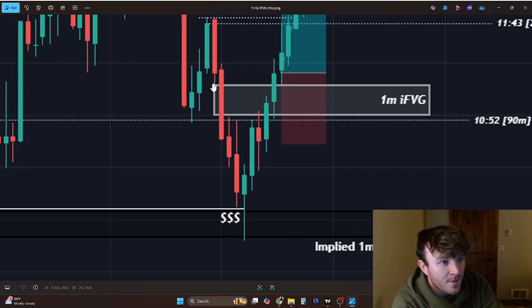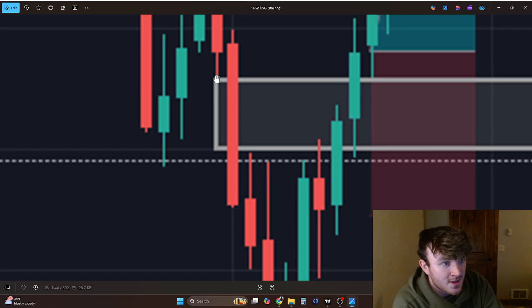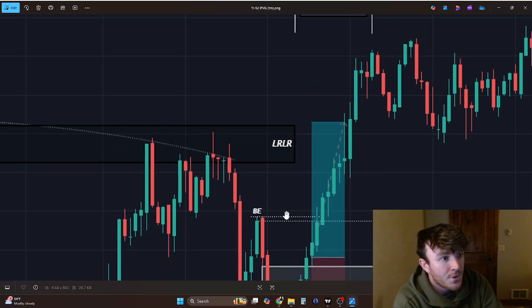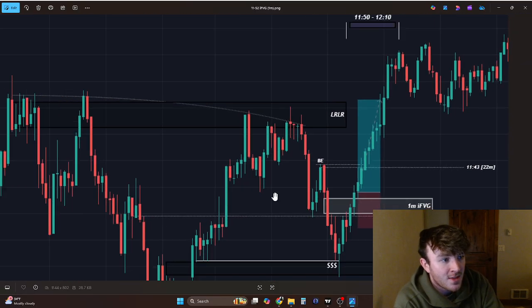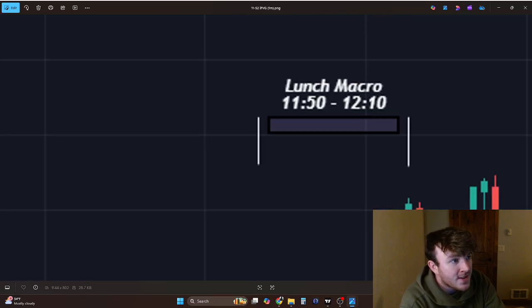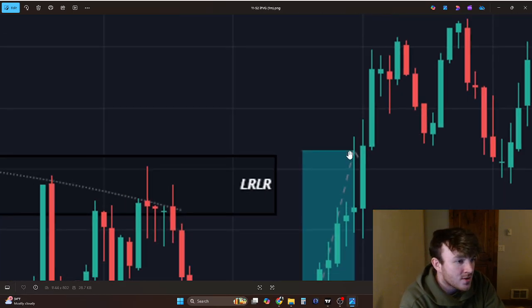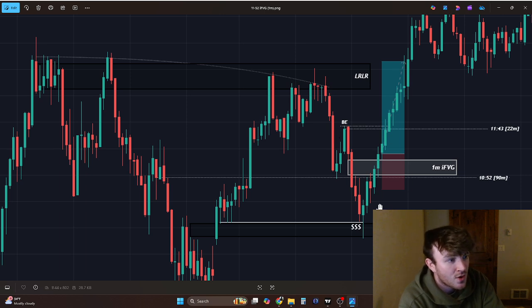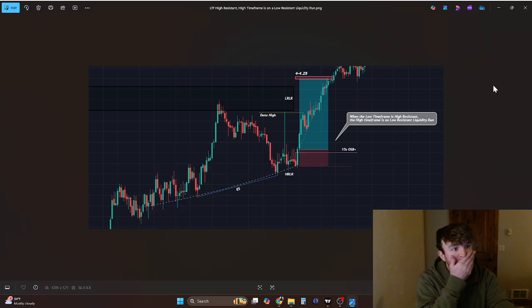We close above an old gap. Here you can see, here's the low of the candle right there, the high of the candle there. We close above it, boom, break even spot, and then we do not come back, and we run those low resistance highs perfectly during the lunch macro, so right at 11:50, which is pretty cool. And once again, true opens were efficiently manipulated.